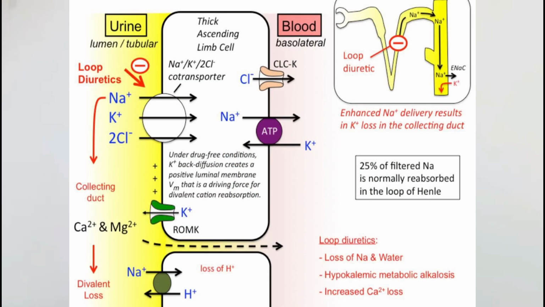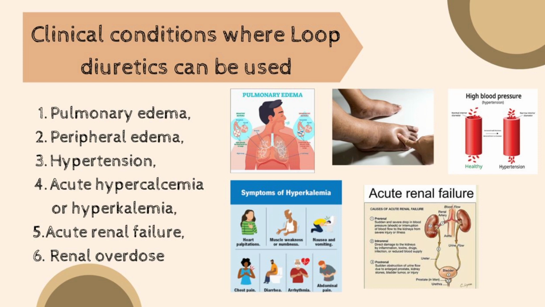Now that we know the clinical conditions where carbonic anhydrase inhibitors can be used, let's look at the clinical conditions where loop diuretics can be used. Before that, I'm going to explain a little bit about the effects of loop diuretics. Loop diuretics increase sodium chloride excretion and cause hyperkalemic metabolic alkalosis, also increase calcium and magnesium in the urine. Therefore, it can be used in clinical conditions such as pulmonary edema, peripheral edema, hypertension, hypokalemia, acute renal failure, or renal overdose.